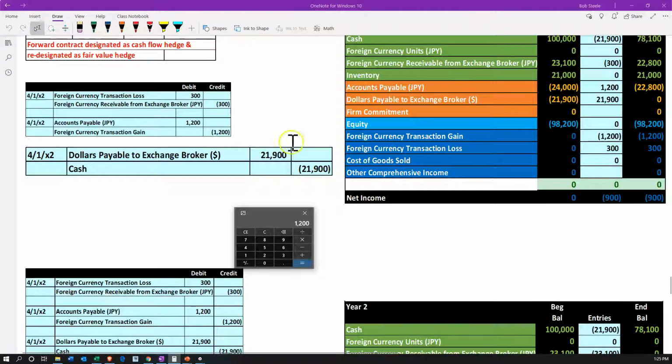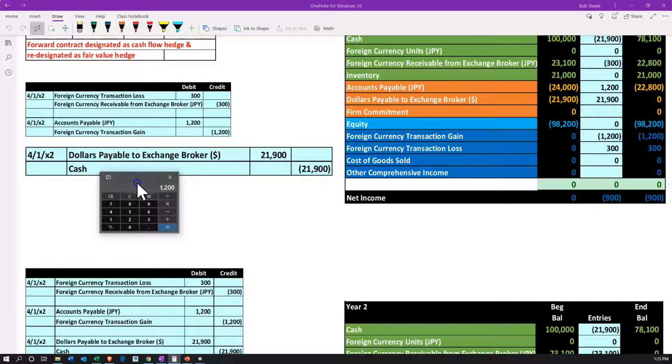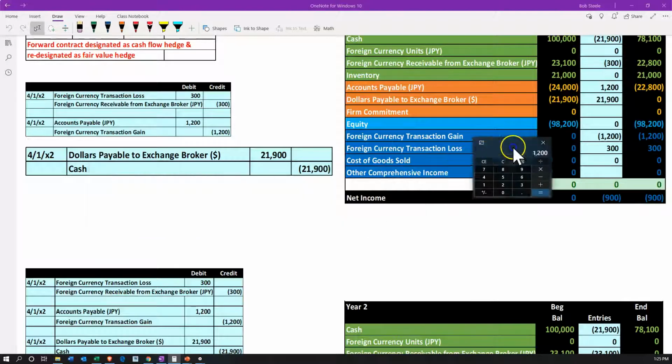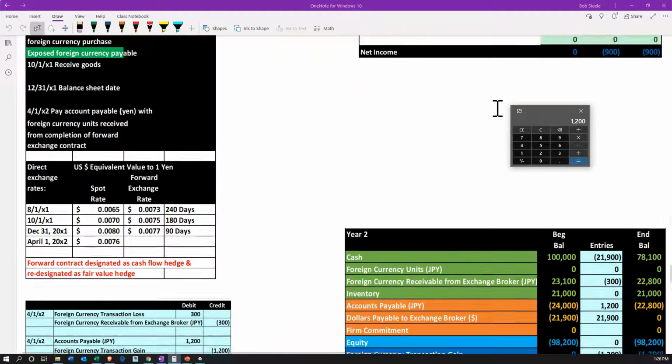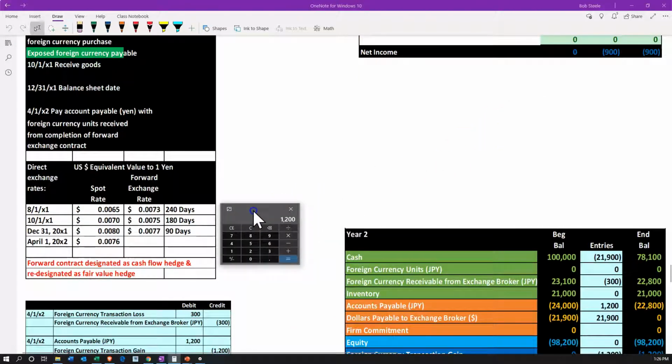All right, so then we're going to go down and say that we're going to pay cash and we're going to pay off the dollars payable to the exchange broker. That's going to be this item, the dollars payable to the exchange broker. It hasn't changed. This thing has not changed since we put it on the books. It's in dollars. We're simply going to pay it off. So you'll recall, just to recall this thing, back on 8/1, we put this thing on the books for the forward exchange contract. It was the 3 million times the forward rate at that point in time, 8/1, like the first thing we did, times 0.0073.